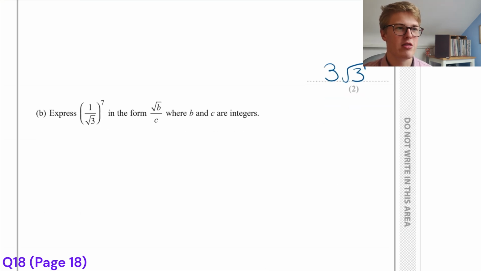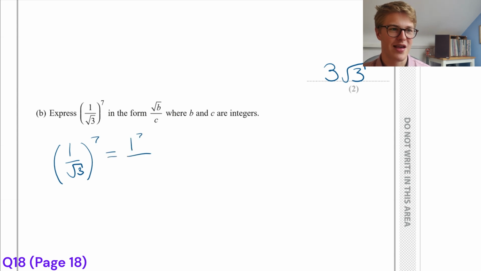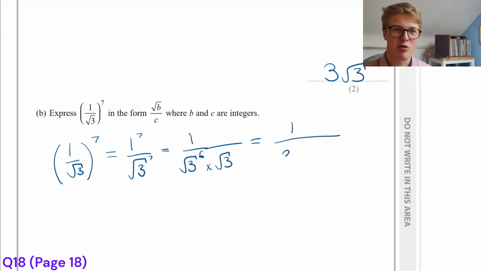Express 1 over root 3 to the power of 7 in the form root b over c, where b and c are integers. So 1 over root 3 to the power of 7 is the same as 1 to the power of 7 over the square root of 3 to the power of 7. This is the same as 1 over root 3 to the power of 6 times root 3. Square root of 3 to the power of 6 is the same as 3 cubed, so we have 1 over 3 cubed times root 3, and therefore we have 1 over 27 times root 3, because 3 cubed is 27.